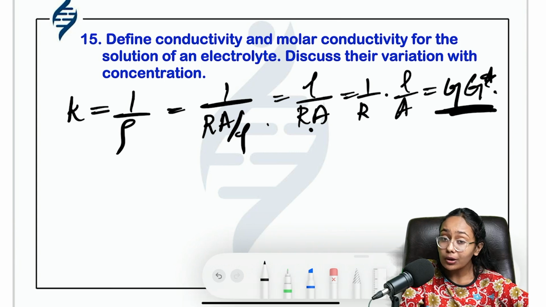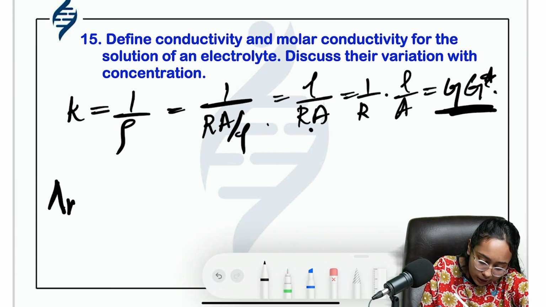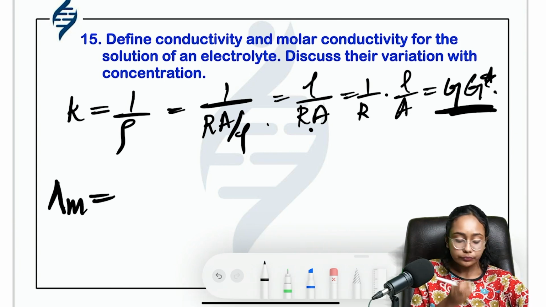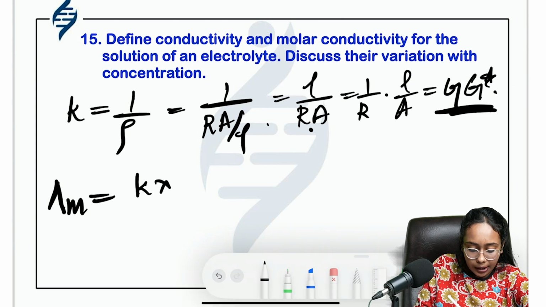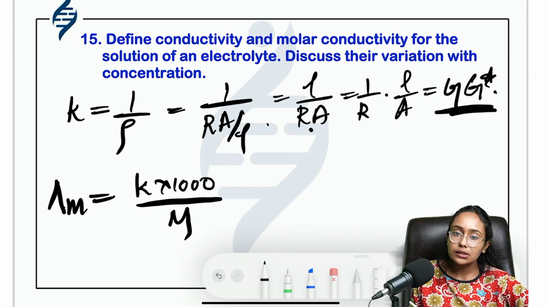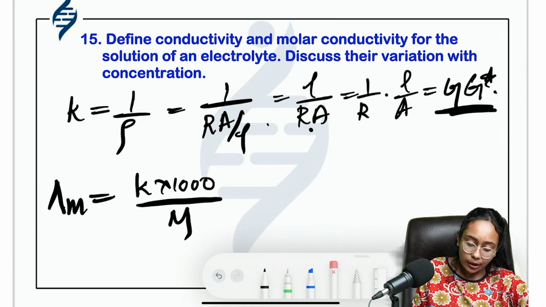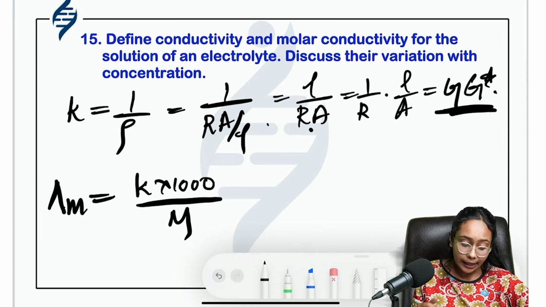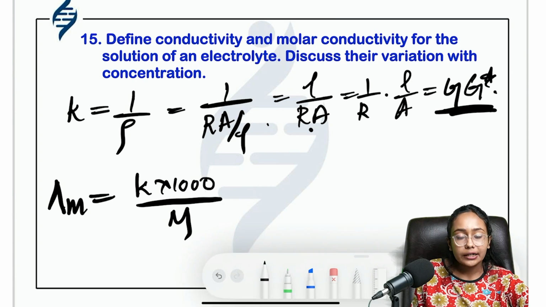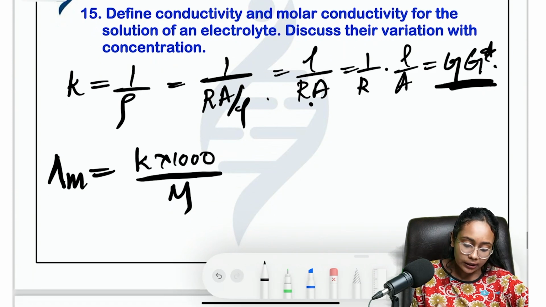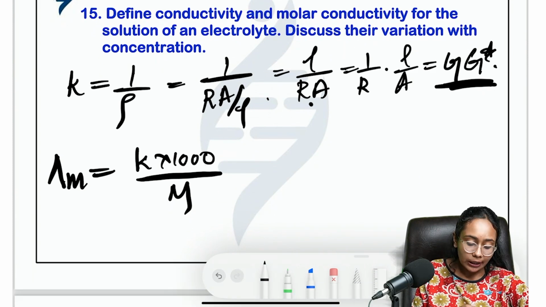Now talking about molar conductivity. Molar conductivity lambda M is equal to K into 1000 by M, where M is the molarity, K is the conductivity, and lambda M is the molar conductivity. Molar conductivity is equal to conductivity into 1000 by M.